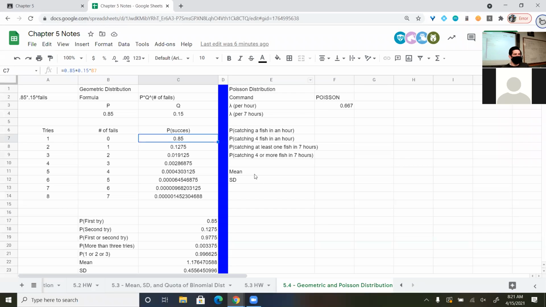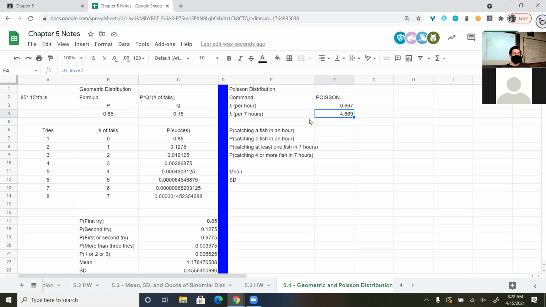So I went ahead and I started to put in some questions and some information. So we know the current lambda, which is per hour, is 0.667. But I'm not going to go on a 7-hour fishing trip and expect to catch less than a fish. If I'm expecting 2/3 of a fish per hour, how many fish do we expect in 7 hours? And so what I'm going to do is take that 0.667 and multiply it by 7. Because if I'm expecting 2/3 of a fish per hour, I'm really expecting about 4.7 fish in 7 hours.